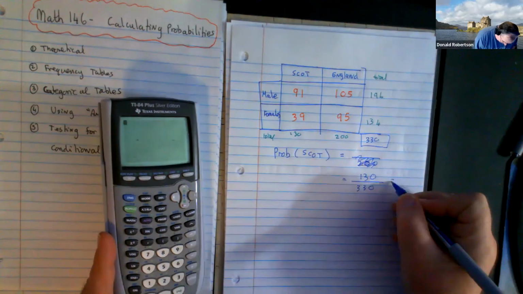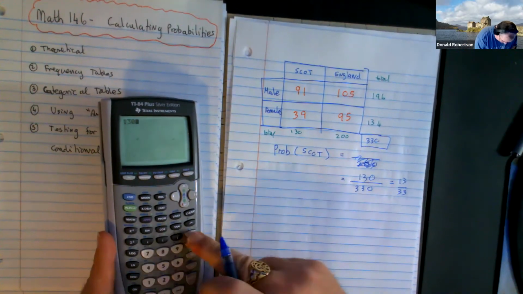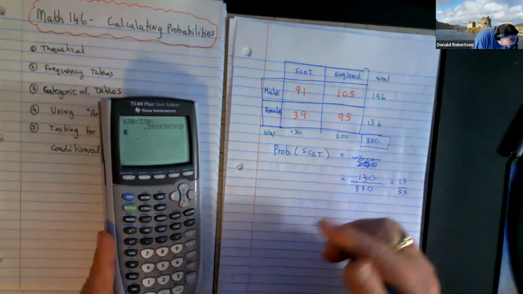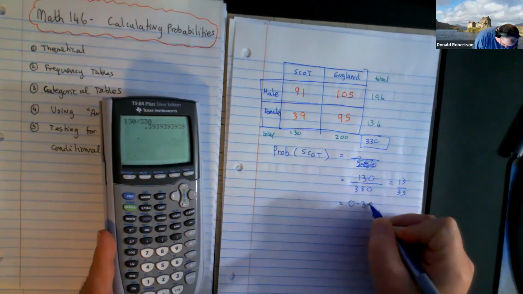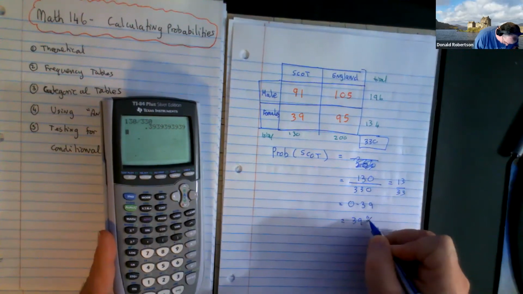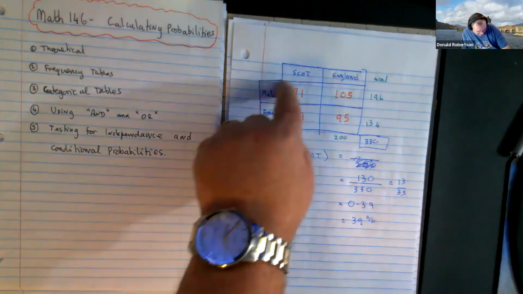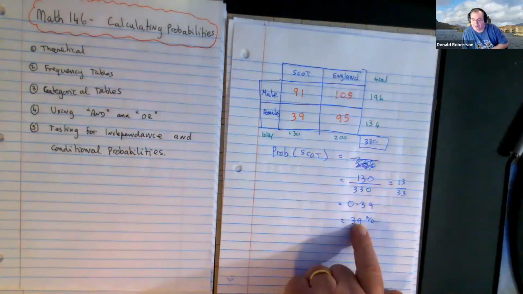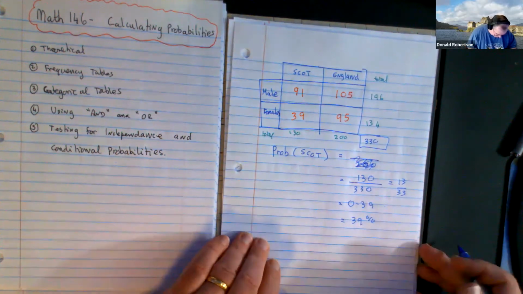I mean, if you wanted a fraction, it'd be 13 over 33, but let's do decimals. 130 divided by 330, and we'll make the decimal to 2 decimal places. So it's that guy, and for fun, 39%. So the chances that you randomly pick from this sample a Scotsman is 39%. That's the probability of doing it.